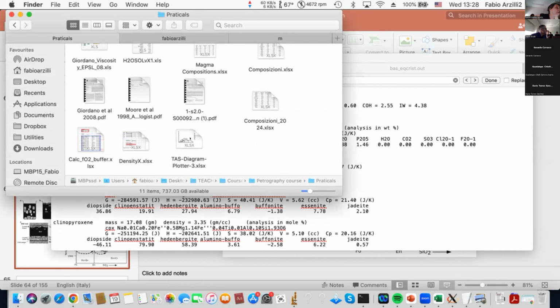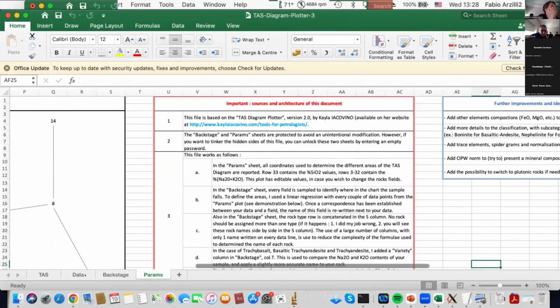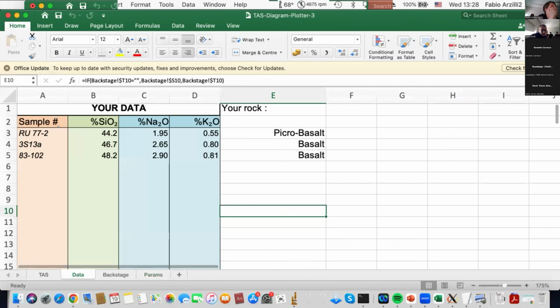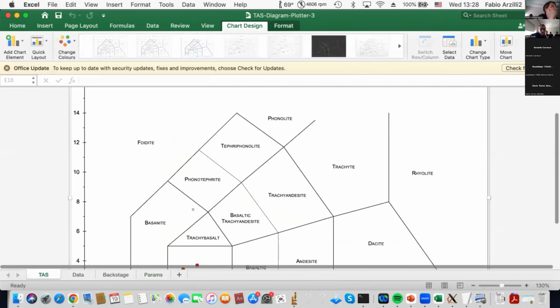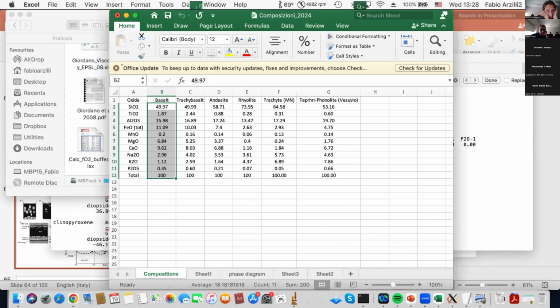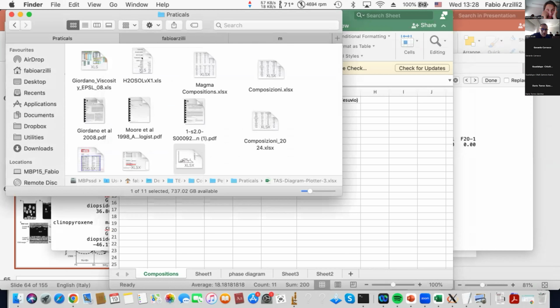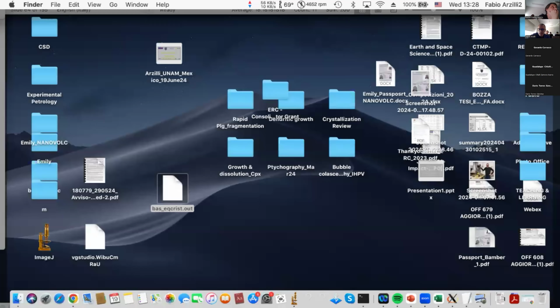How do you make a TAS? Very simple. You open it and go into data. You put in your values of silica, sodium, potassium, and then it will plot. You see where you are. Basically, if you want to see quickly, it is a way. In terms of solubility, this is the solubility model that I presented the first day.